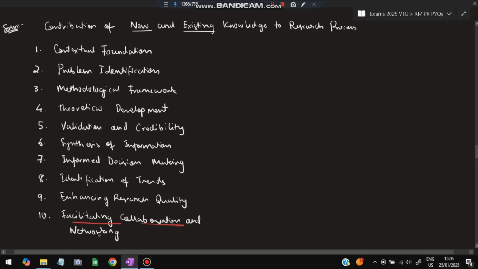Last is facilitating collaboration networking. It is interdisciplinary collaboration. Different disciplines will be involved and they will be collaborating with each other. Okay, so the main thing here is that we need to understand what the role of existing knowledge is. Whatever we already know about that project, we'll get to know what we actually have to add into it, what all the things we need to avoid, and how this thing works. Because of existing knowledge only we'll get to know how this thing works. Based on that only we'll be able to devise a solution which works with what is existing. Okay, so these are the contributions of new and existing knowledge to the research process.